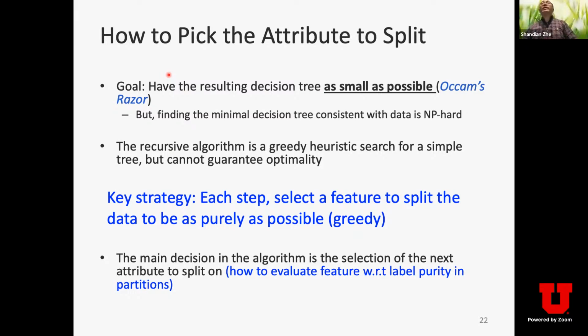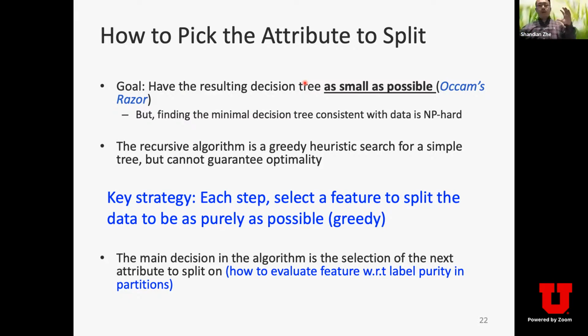Yes, exactly right. I think someone has pointed out, I have brought up this point before. Basically, we want the resulting tree to be as small as possible. It satisfies our intuition, because by nature we prefer simplicity. If it's not necessary, we won't increase the complexity.